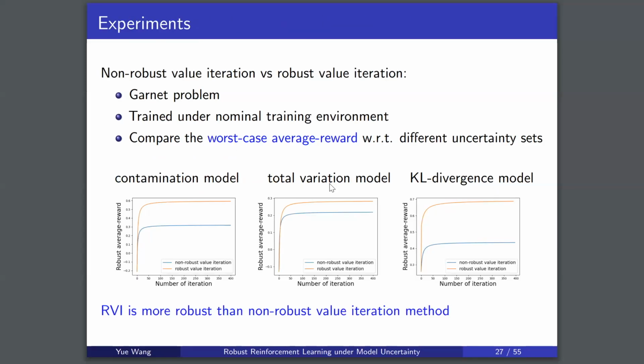What particular data set was the experiment done on? It's done on the so-called Garnet problem. The Garnet problem is like the most general simulator in MDP. The state space, the action space, the transition kernel, and the reward function are all randomly generated.